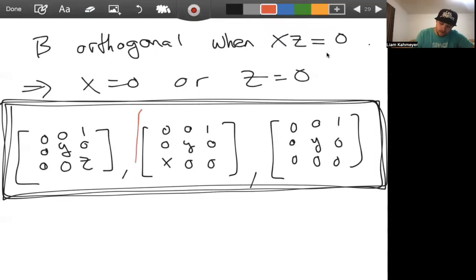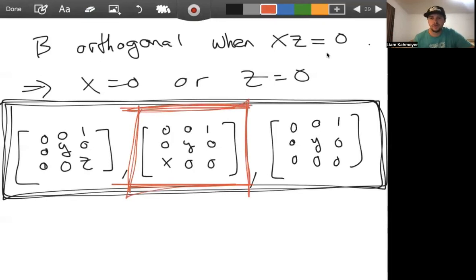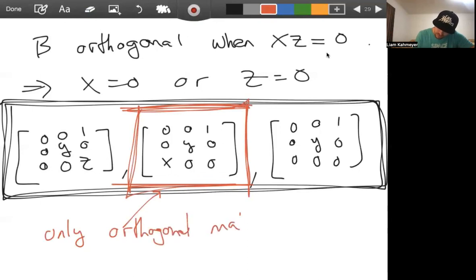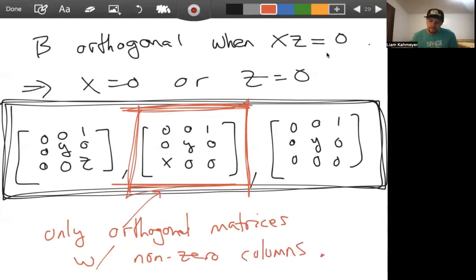Notice the only orthogonal matrices with non-zero columns are these. So there you go. So this would be the solution to the bonus problem.